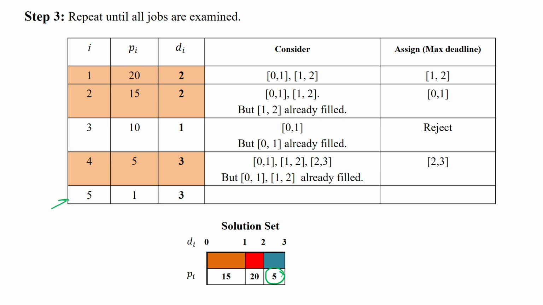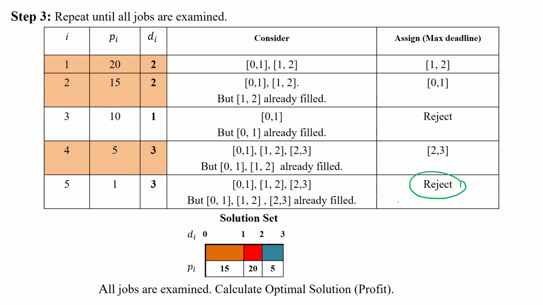Then the next job we verify has profit value 1 and deadline 3. Here again r equals 3, which gives three possibilities: 0 comma 1, 1 comma 2, then 2 comma 3. Now we check the slot 2 comma 3. It is already filled, so we cannot take it and go back. 1 comma 2 is also already filled, we cannot assign. Going back to 0 comma 1, this is also already filled, so we cannot assign. This job cannot be assigned, so we reject it.